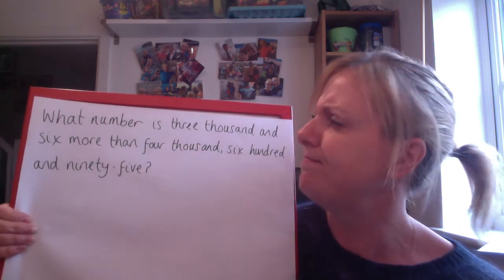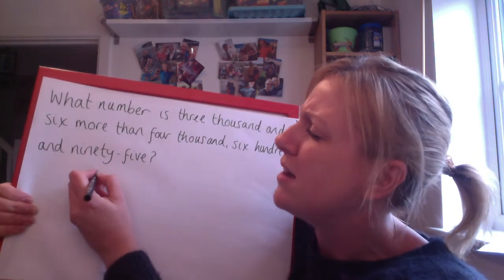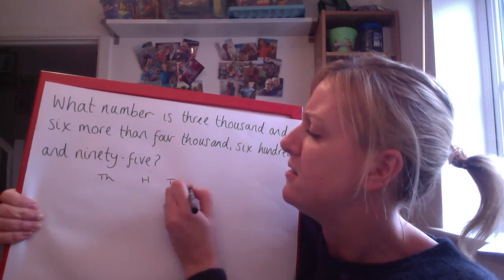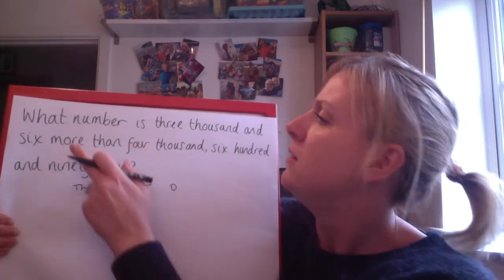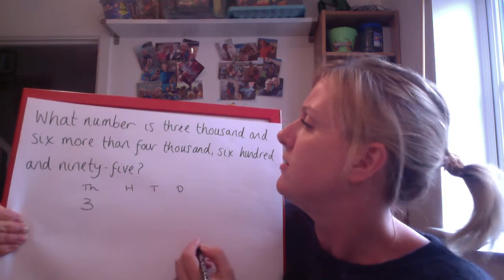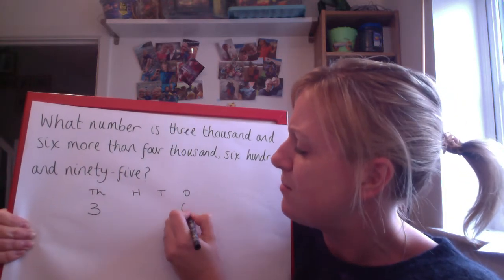3,006 more. I think I might write out my columns so I know that I'm putting my numbers in the right places. Thousands, hundreds, tens, and ones. Okay. 3,000. Let's write that in the 1,000 column. 3,006. I need a 6 in my ones.